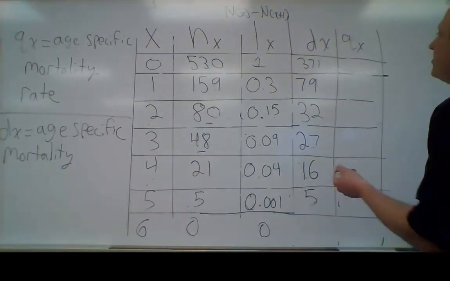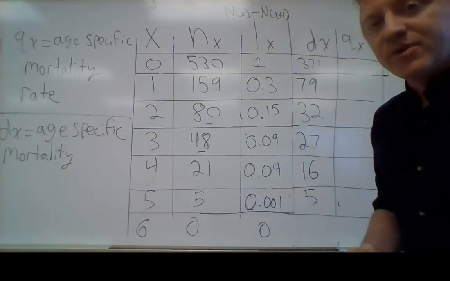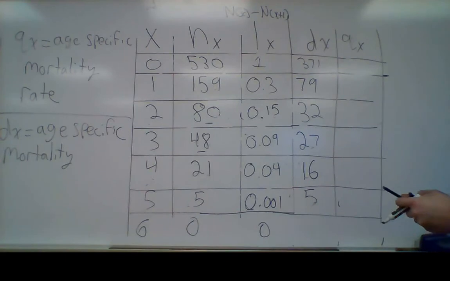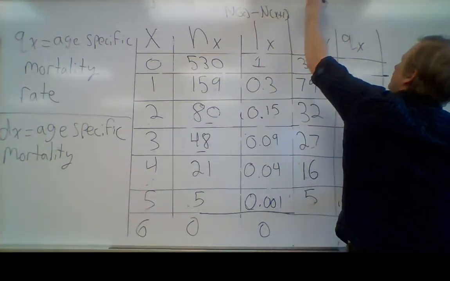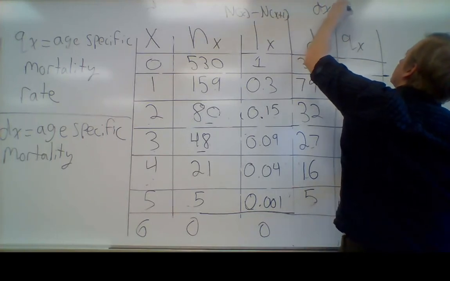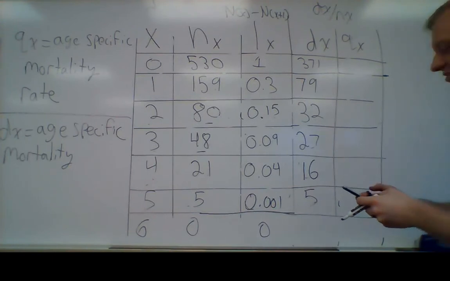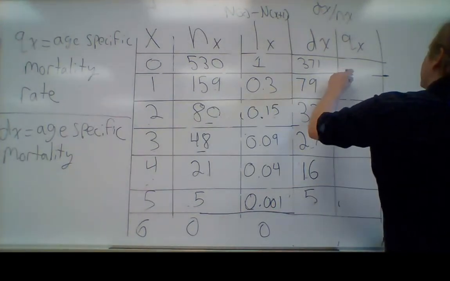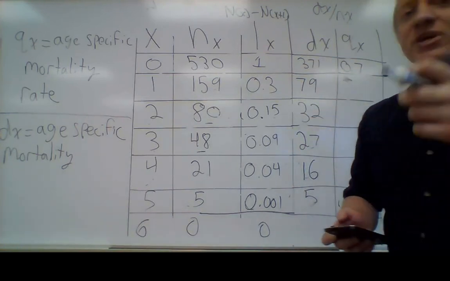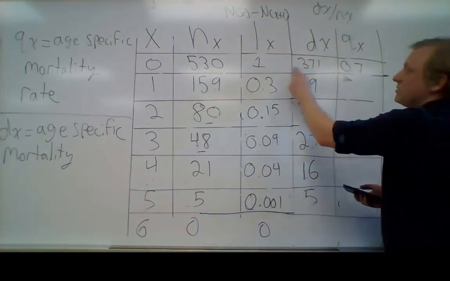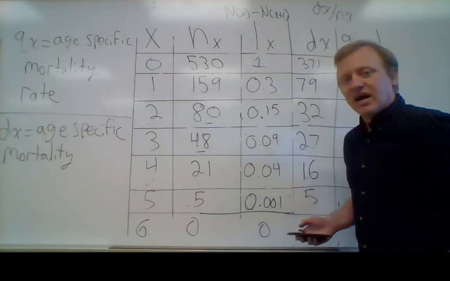Now we can convert these age-specific mortalities into an age-specific mortality rate. And the way we're going to do that is we're going to take D of X and divide it by N of X. So 370 divided by 530 in this case gets us an age-specific mortality rate of about 0.7, which is a lot. That means that 70% of the individuals that we started this generation with have died.